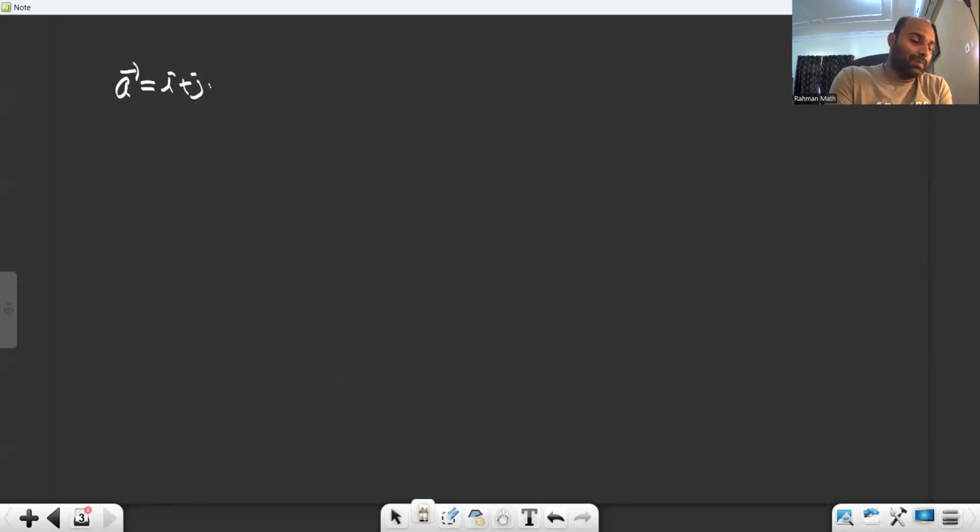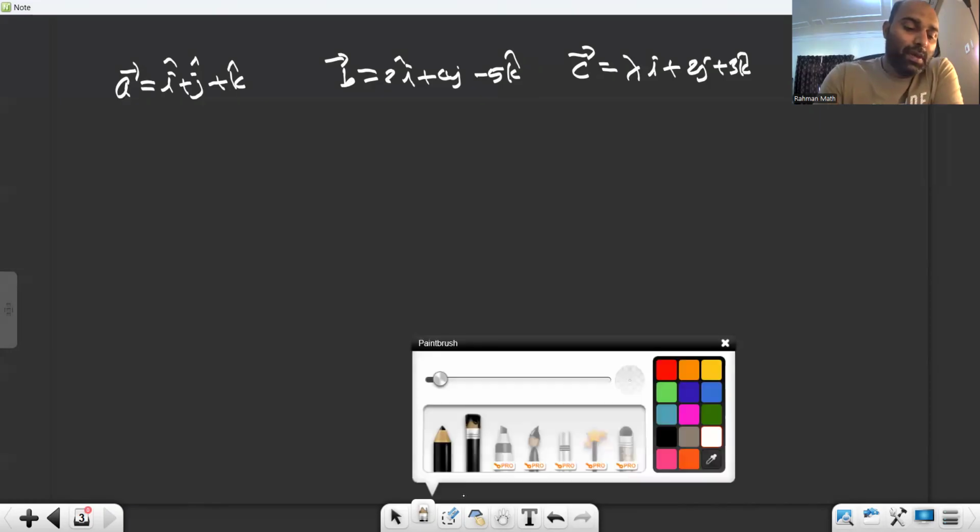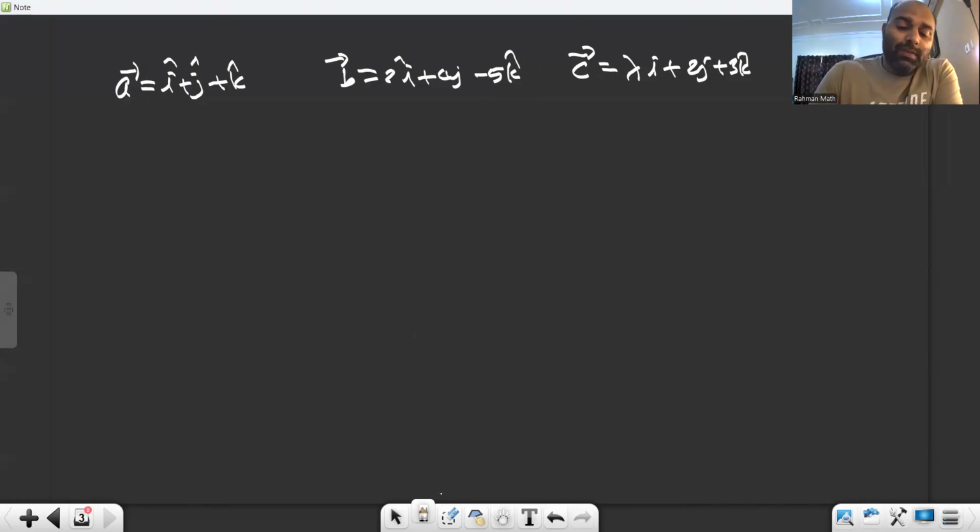A equals i plus j plus k. B equals 2i plus 4j minus 5k. C equals lambda i plus 2j plus 3k. So read the question: the magnitude of the vector product of the vector i plus j plus k and the unit vector along the sum. Unit vector along the sum means, let D equal the sum, which you have to find.